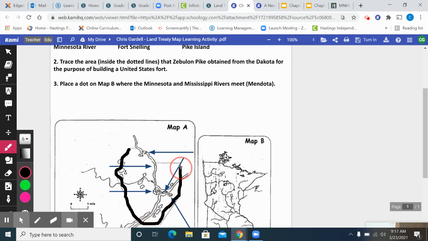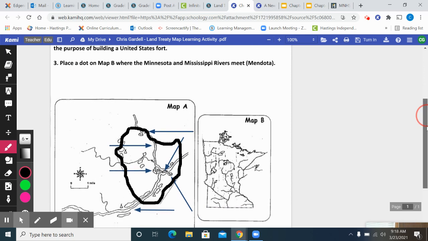And what this is showing is anything inside these dotted lines, that's land that a gentleman by the name of Zebulon Pike, as well as people that were with him, obtained from the Dakota. And the purpose of that land was to ultimately build a fort. And the construction of this fort began in 1819 and ended in 1825. It's a fort that some of you might have been to. It's a famous fort. I'm not going to say anything more than that. But that's really the first chunk of land that the United States government obtained from an indigenous group within the lands of Minnesota, specifically in this case, the Dakota.